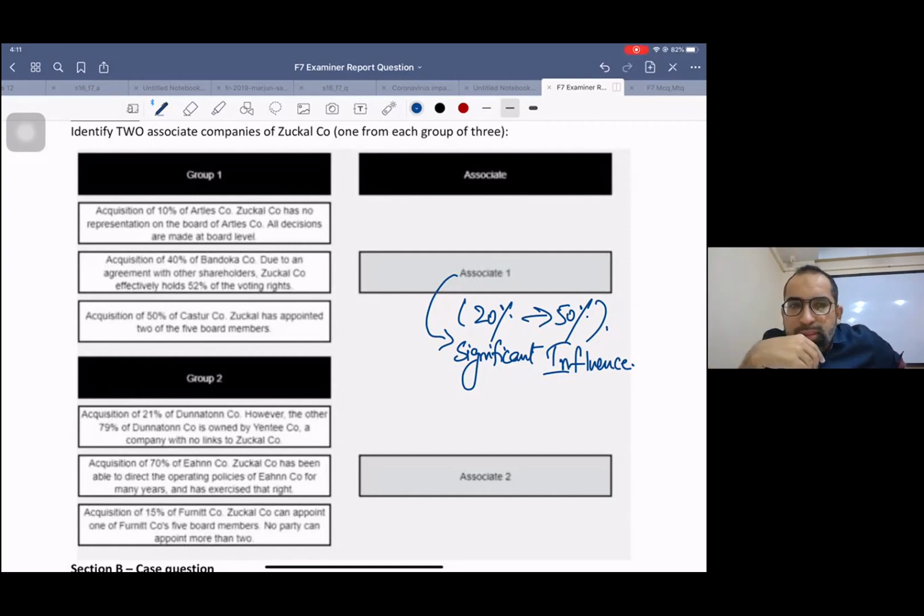This is the general idea. Okay. So in the first group there is one company, in the second group there is one company. Giving you 1 minute, come on, do it. 1 minute for you guys.